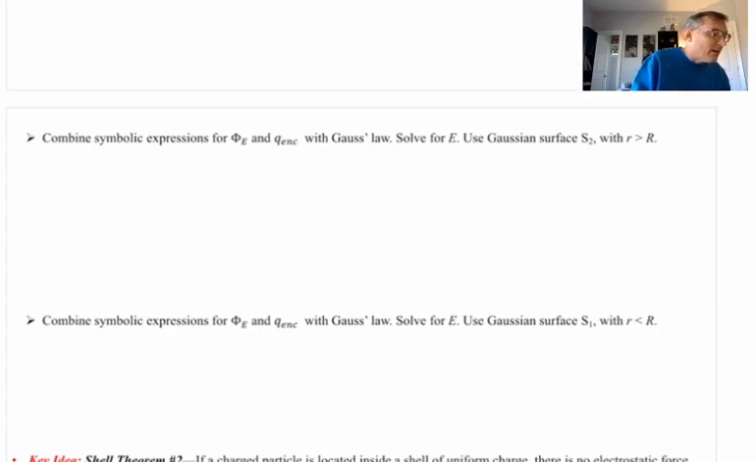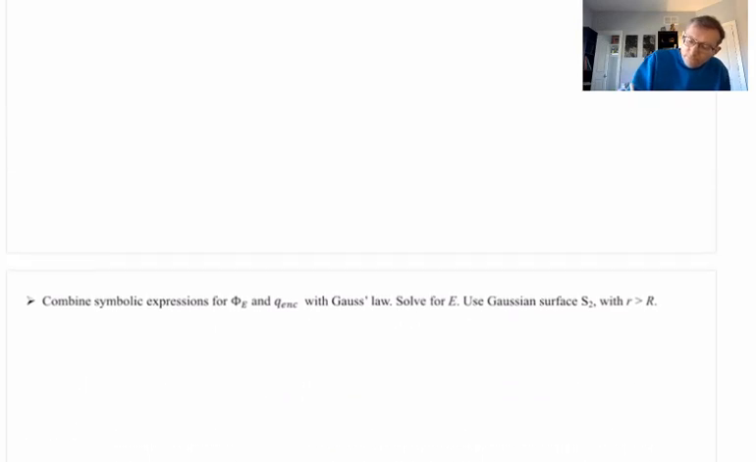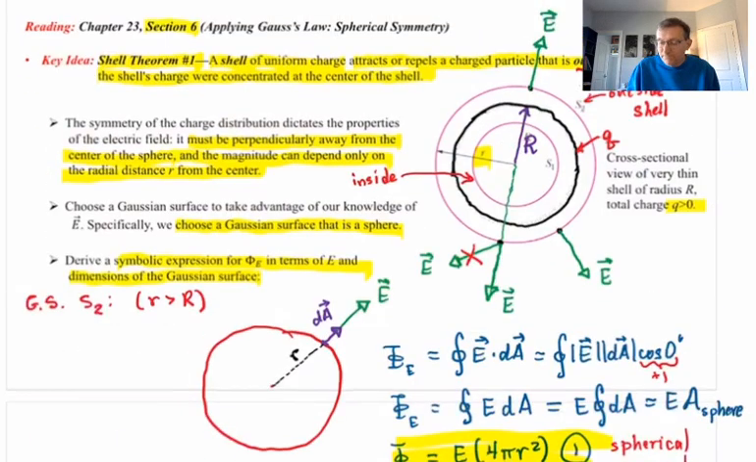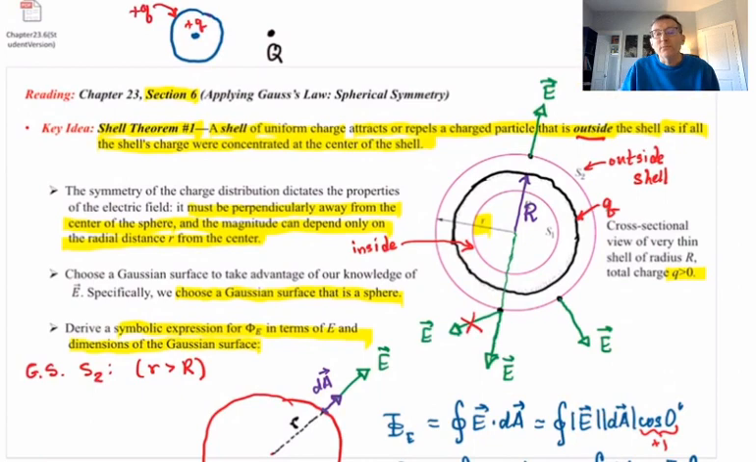Well, I guess we are missing the expression for Q enclosed, so I'm just going to write the question right up here. What is Q enclosed for the Gaussian surface S2? Go back up to the picture of the shell. I'm looking at the Gaussian surface S2, spherical Gaussian surface S2.